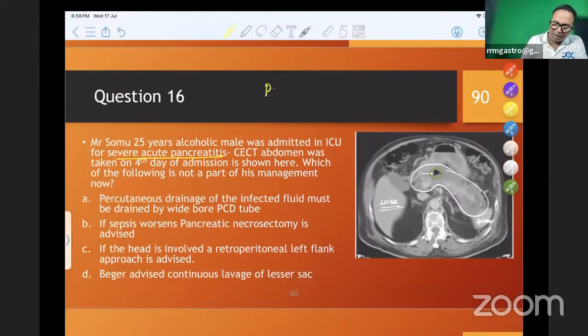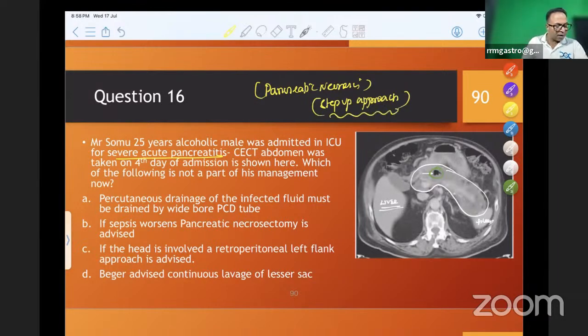This is a concept on pancreatic necrosis. When you see pancreatic necrosis, we should go for a step-up approach. That is called the step-up method. CT shows pancreatic necrosis. Percutaneous drainage is done first. I will put a tube and drain this first. That is the first step, PCD.